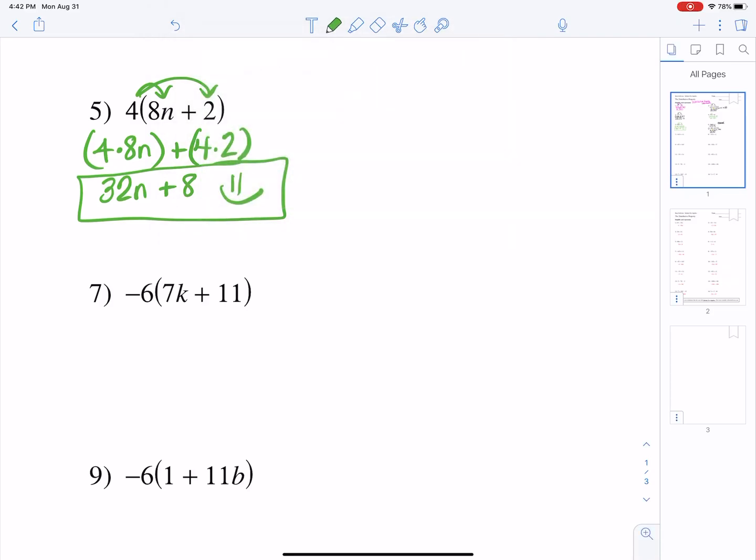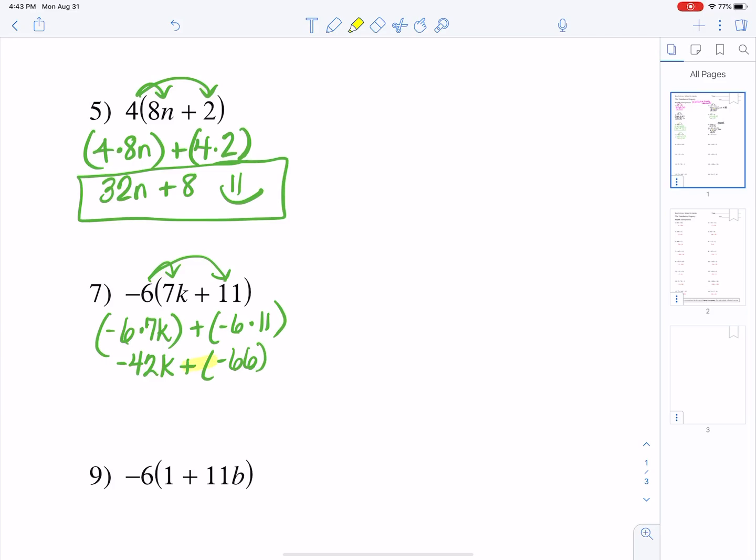Again, -6 times 7k plus -6 times 11. -6 times 7 is -42, keeps the k, plus -6 times 11 is -66. Uh-oh, I have a negative and a positive. So something you want to think about there is if I'm adding a negative number, I'm really subtracting. So this is -42k minus 66. Final answer, but you guys can stop here.